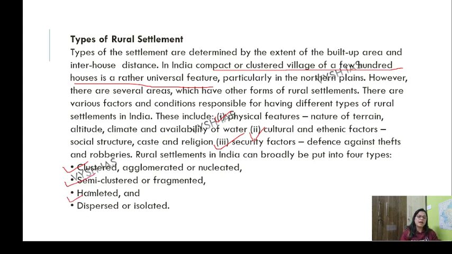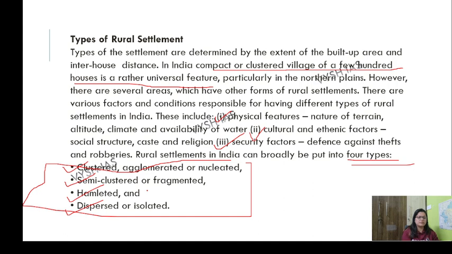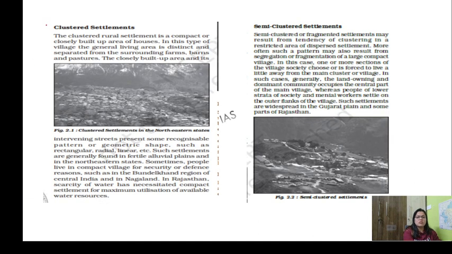Semi-clustered and fragmented, hamleted, dispersed, and isolated. These are 4 types. Just remember this thing, very important. Okay, there are 4 types of this. Okay, now let's talk about the clustered.